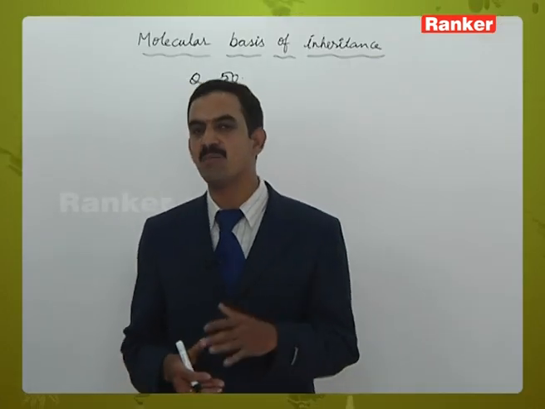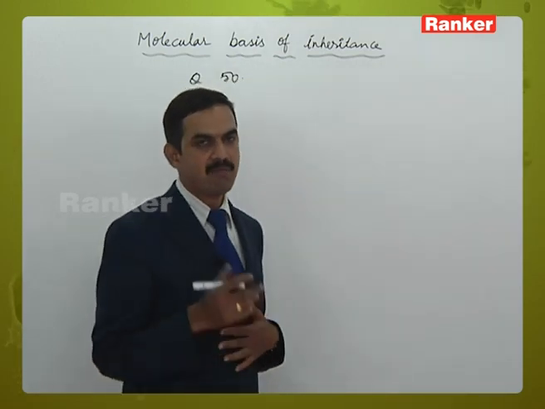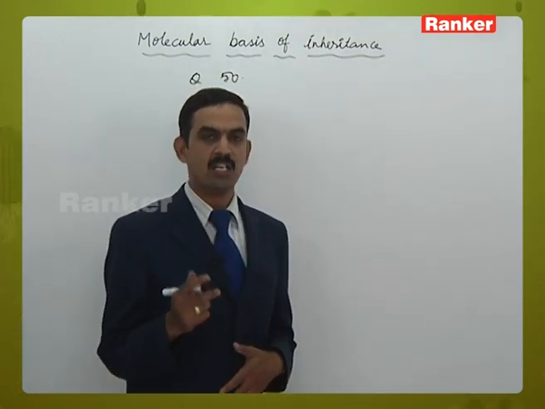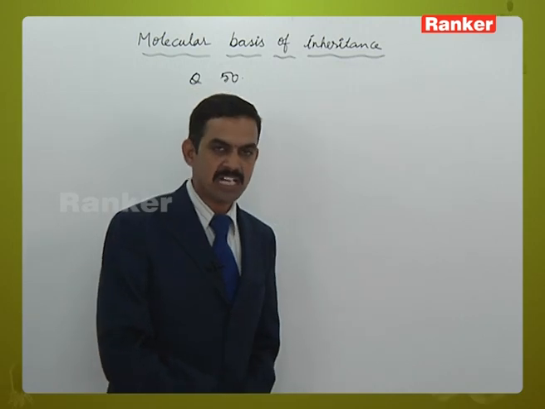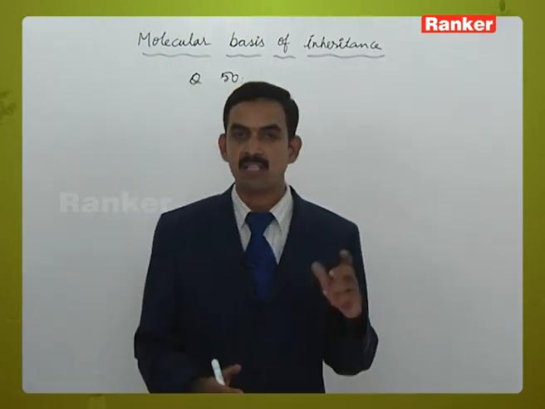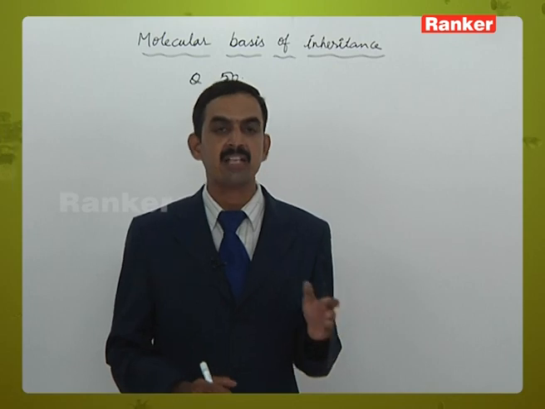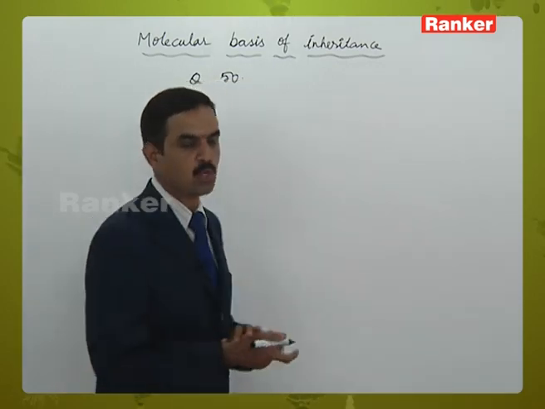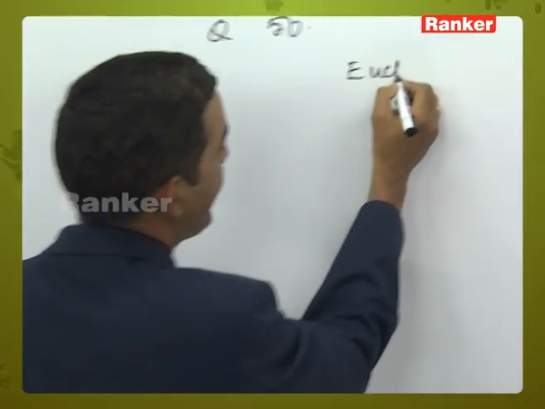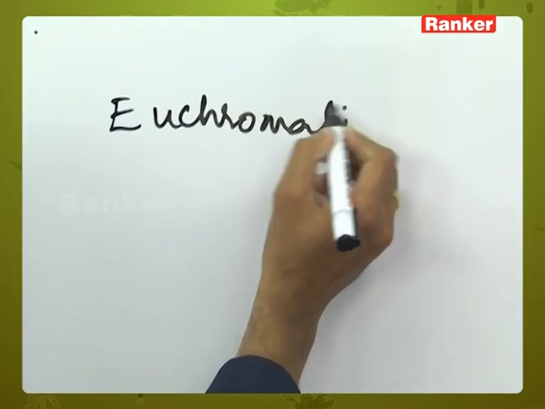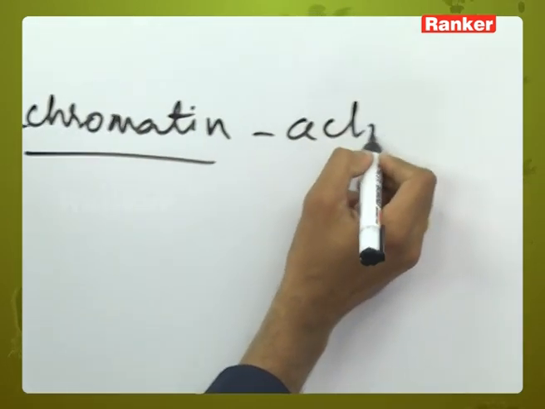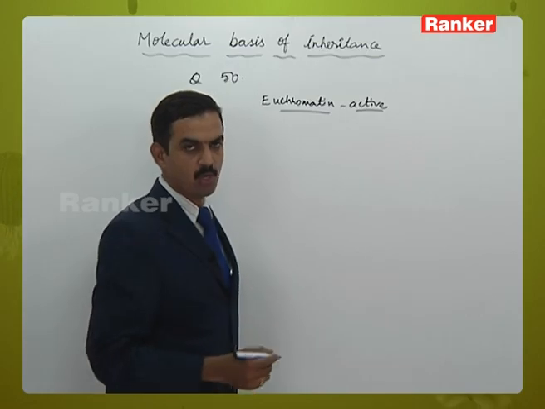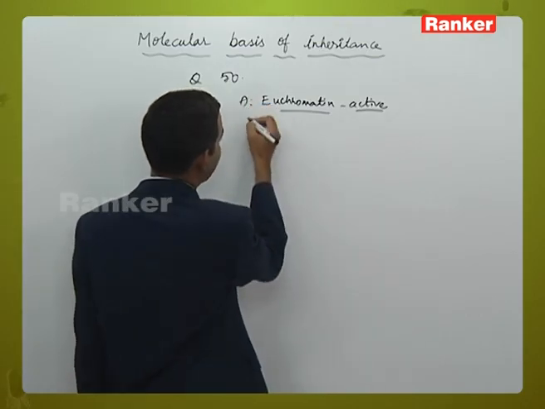Euchromatin is a genetically most active region. Already we had discussed that in a chromatin, two regions are there, the darkly stained part and the lightly stained part. The darkly stained part is called heterochromatin, and the lightly stained part is called euchromatin. And euchromatin is the genetically most active part in a chromatin. So the assertion statement is correct.